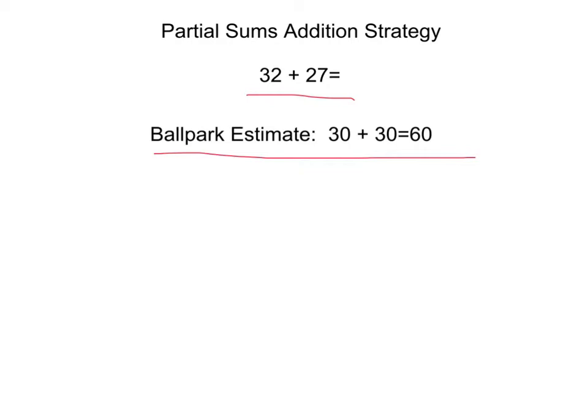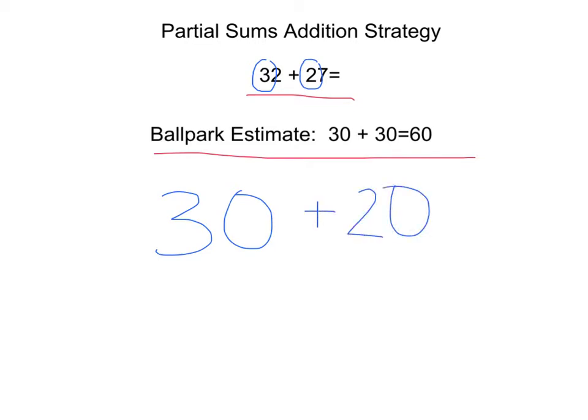So if I'm going to solve this for real using the partial sums strategy, I'm going to look first at my 10 spot in both my numbers. In the number 32, I have a 3 in the 10 spot, and that 3, because it's in the 10 spot, means 30. In the 27, I have a 2 in the 10 spot, and because it's in the 10 spot, I know that 2 is 20. So I'm going to do part of the problem, so I'm going to do my 10s.